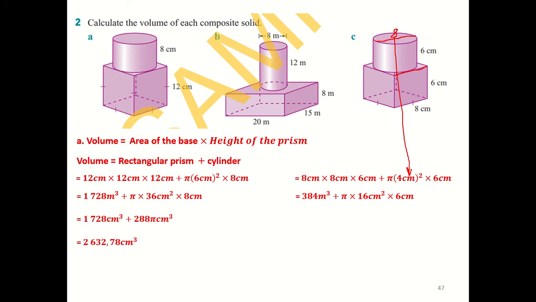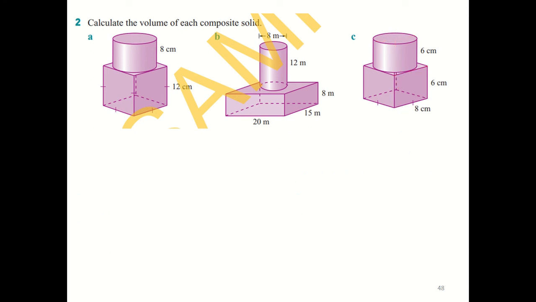Do your calculations. 8 times 8 times 6 is 384 cubic centimeters, and 4 squared is 16 square centimeters, and I will multiply that by 6 centimeters. You will end up having 384 cubic centimeters plus 96 pi cubic centimeters. And obviously when you take 384 and add it with 96 pi, that will give you 685.59 cubic centimeters. Let's get to B quickly.